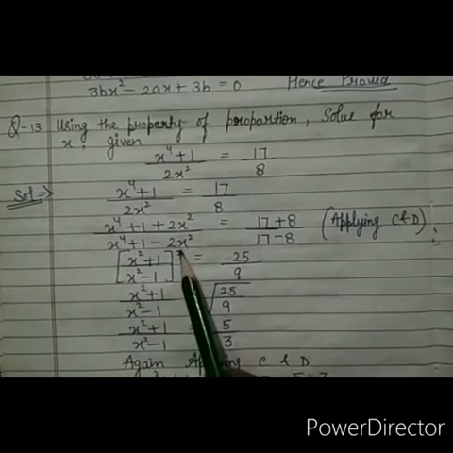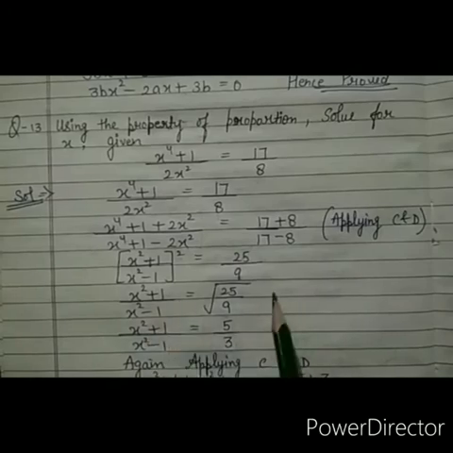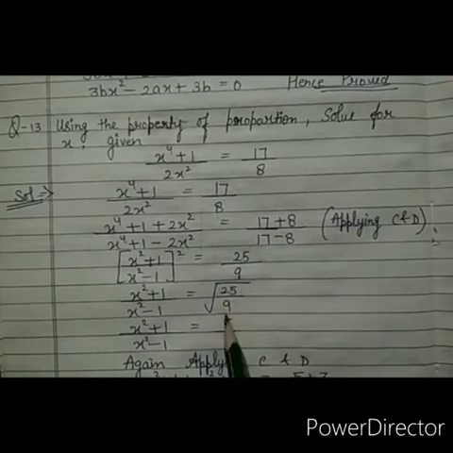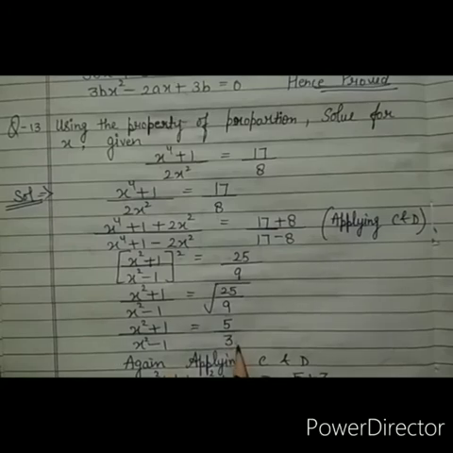Now here when we have to remove this square, then we have to take square root on both sides, then it becomes (x square + 1) upon (x square - 1). Here the square is removed, is equal to square root of 25 upon 9. So we know that the square root of 25 is 5 and the square root of 9 is 3. Then it becomes (x square + 1) upon (x square - 1) is equal to 5 upon 3.